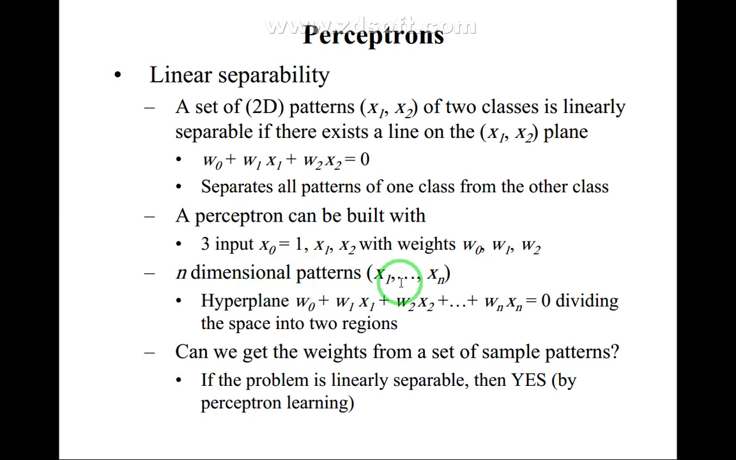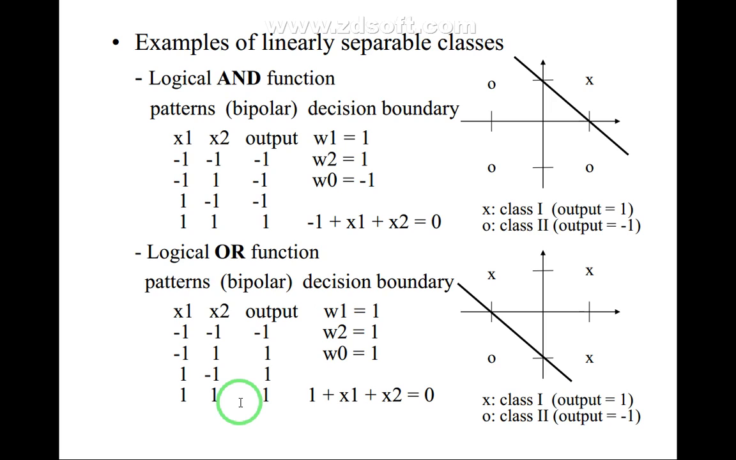For N-dimensional patterns x1, x2, up to xp, you need a hyperplane, w0 plus w1 x1 plus w2 x2 up to wn xn equals 0, dividing the space into two regions. Can we get the weights from a set of sample patterns? If the problem is linearly separable, then the answer is yes, by perceptron learning. Using perceptron learning, we can find a hyperplane to separate the input patterns into two classes.